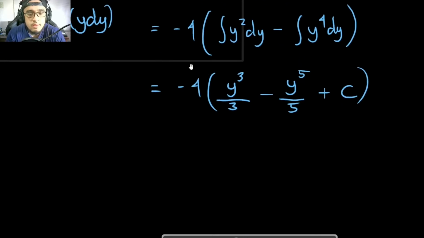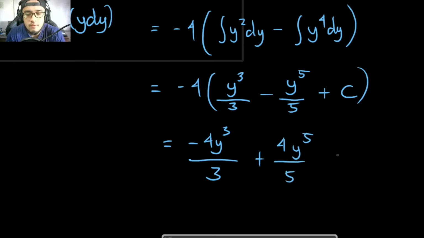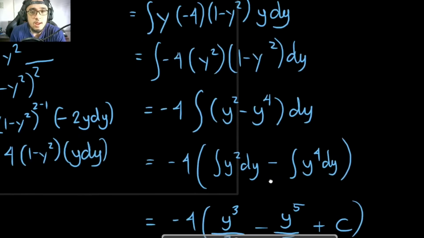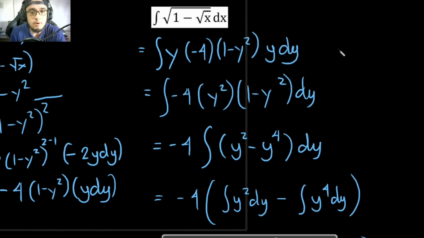Multiplying this negative 4 to all the terms, this is now equal to negative 4 y raised to 3 divided by 3 minus negative 4 times this one right here, which would give you a positive answer, so 4 over 5 times y raised to 5 plus c. So we now have our answer for this particular function right here. But once again, we are not solving for this one, rather we are solving for the problem here.